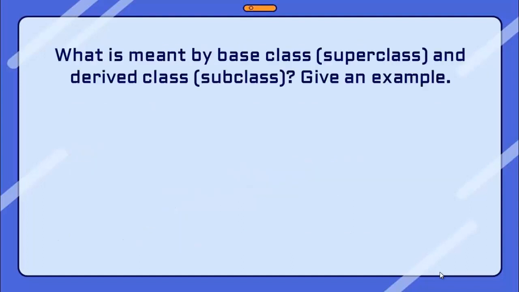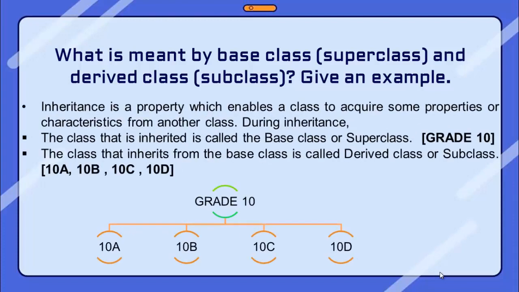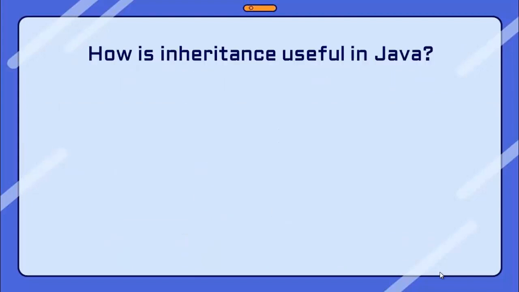What is meant by a base class, that is superclass, and derived class, that is subclass? Give an example. Inheritance is a property which enables a class to acquire some common properties or characteristics from another class. During inheritance, the class that is inherited is called a base class or the superclass, and the class that inherits is called a derived class or the subclass. Here grade 10 is the base class, and 10A, 10B, 10C, 10D are the derived classes.